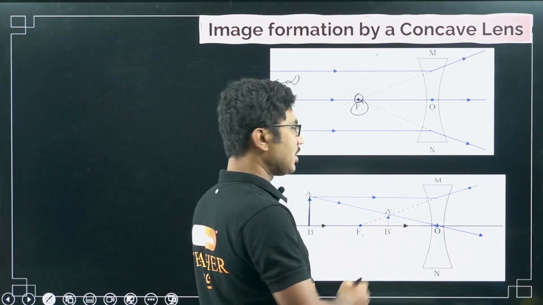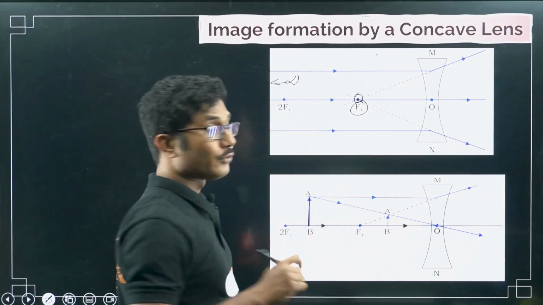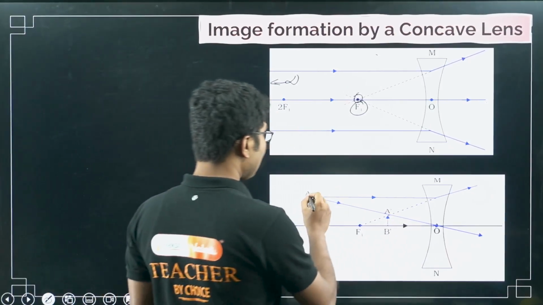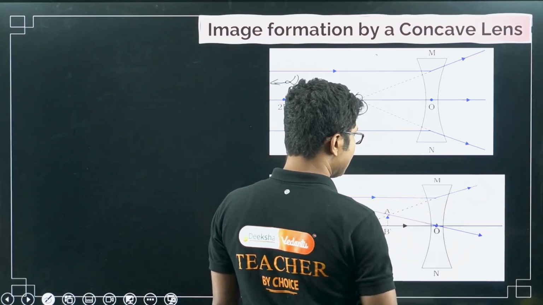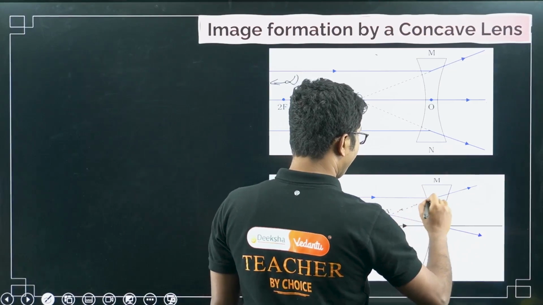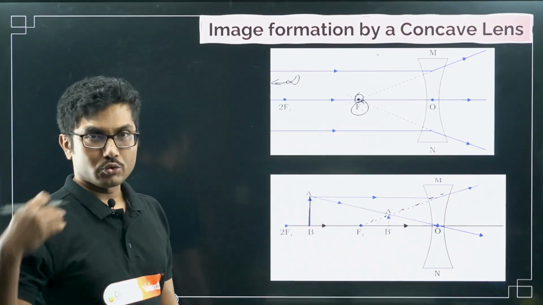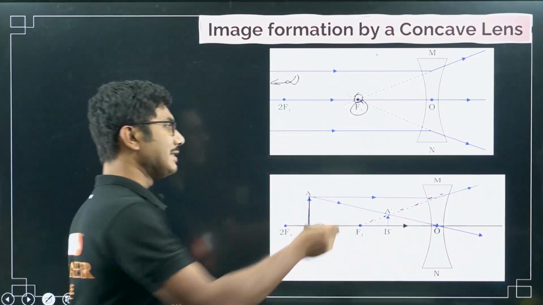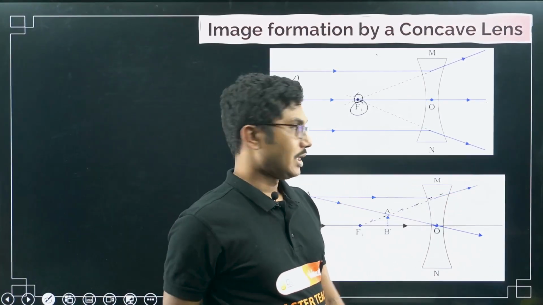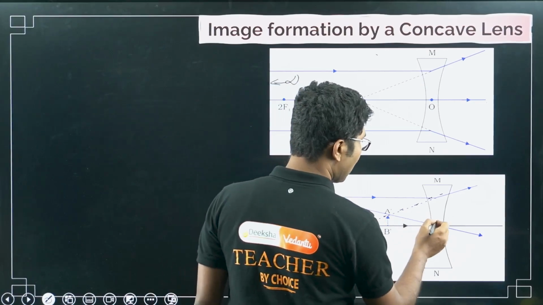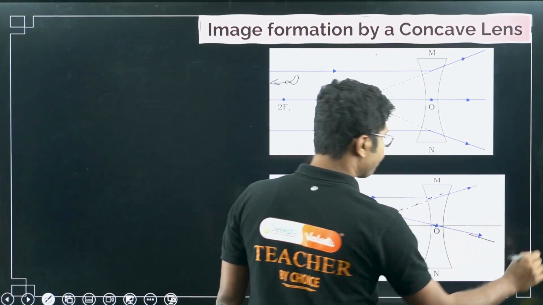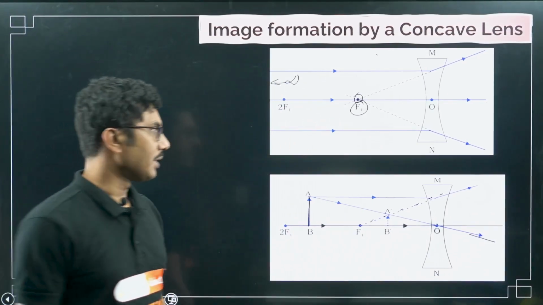Okay, the image will be diminished and virtual. To draw the ray diagrams for a lens, you have to remember two things. First, the parallel rays, which are parallel to the principal axis, after refraction appear to come from the focus, or they go to the focus for a convex lens. For a convex lens, they actually go to the focus. For a concave lens, they appear to come from the focus. And the ray which is passing through the optical center passes without any deviation. They go straight. So this is the second point you have to remember, right?